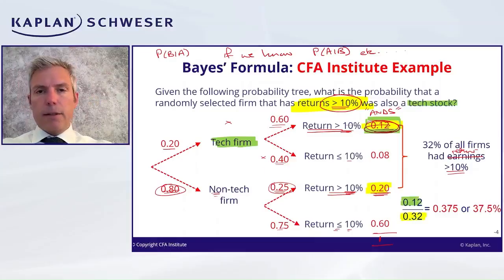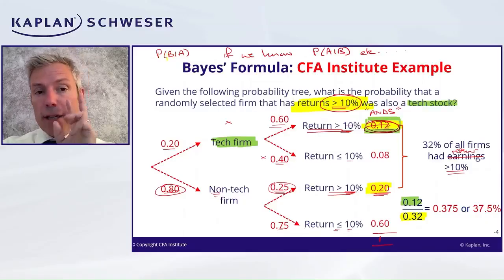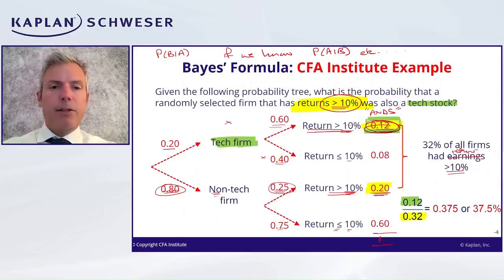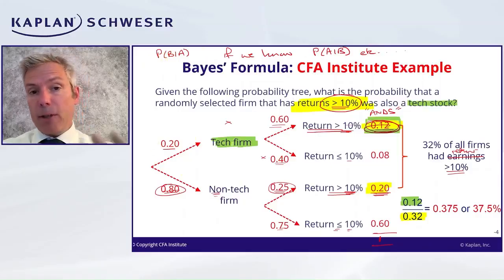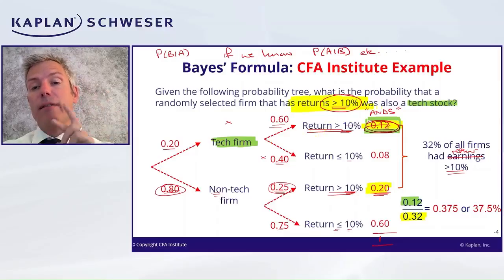Okay? So you can see here what we've done is we've turned the conditioning around. This question started off saying, given that you've got a tech firm, we can talk about the probabilities of returns. And we've turned it round. We've answered a question where, given we know we're in the yellow bit, we know about returns, we can start thinking about the probability that we're looking at a tech stock. That's what Bayes' theorem does. It turns the conditioning around.